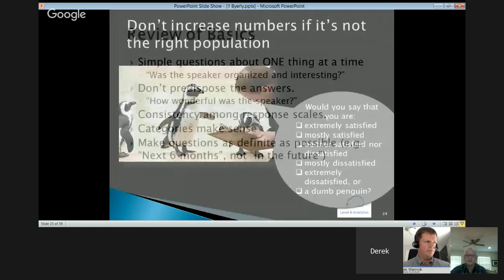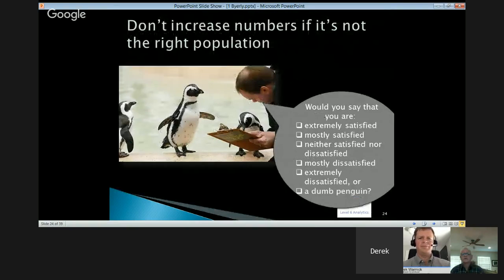So don't increase numbers if it's not the right population. If you have people that you're working too hard to get, they may be straight liners that answer the same question all the way through. They may be people who are not really relevant to the population you're looking at.